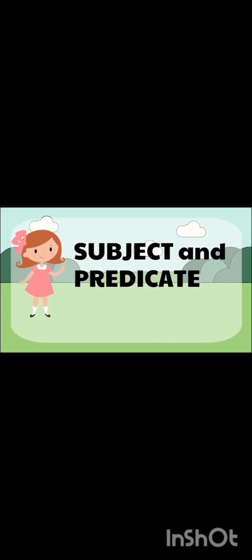In this video, we're going to learn about subject and predicate, 2 important parts of a complete sentence. A complete sentence has 2 parts, subject and predicate. A subject is the naming part, and the predicate is the telling part.